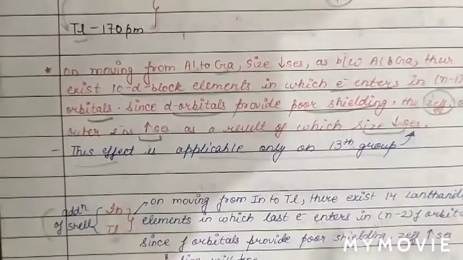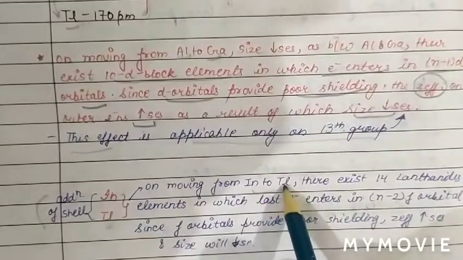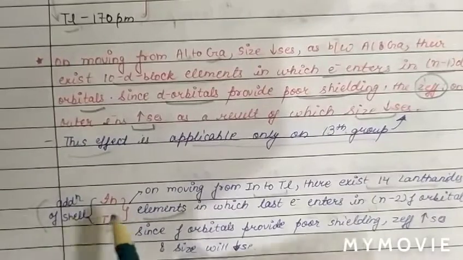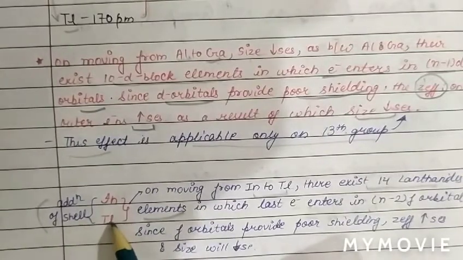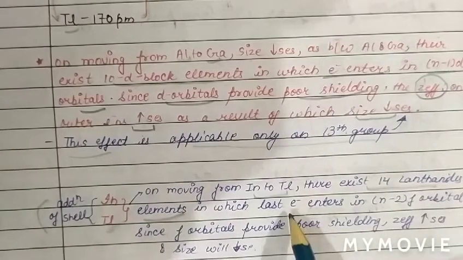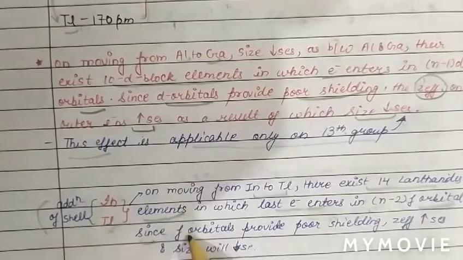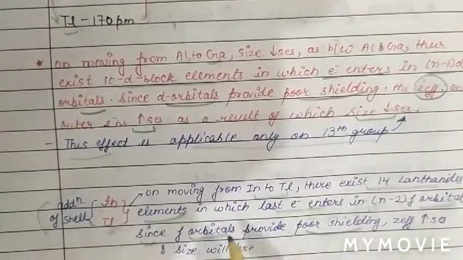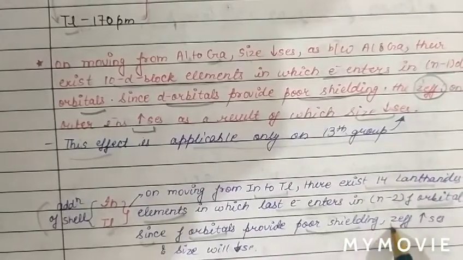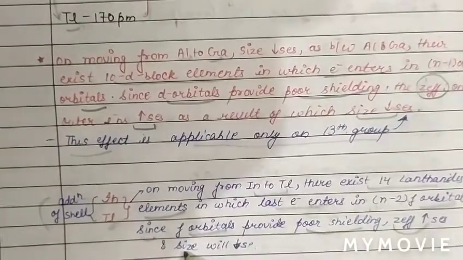As we know, on moving from indium to thallium, there exist 14 lanthanoid elements. So basically, thallium has the 4f orbital, and in the 4f orbital, how many electrons are there? 14 electrons. The last electron enters the f orbital, and we know the f orbital provides poor shielding. Due to poor shielding effect of the f orbital, the effective nuclear charge increases, and when effective nuclear charge increases, size will decrease.